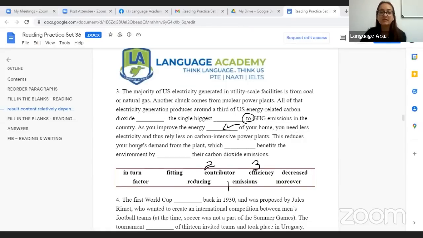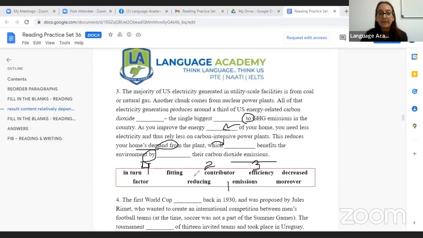You need less electricity and thus rely less on carbon intensive power plants. This reduces your home's demand from the plant, which dash benefits the environment. So there were two things happening here. This reduces the demand from the plant. That's one thing, which in turn benefits the environment. If this happens, the second thing will automatically happen. So which in turn benefits the environment by dash their carbon dioxide emission. So with by comes the ing form of a verb.